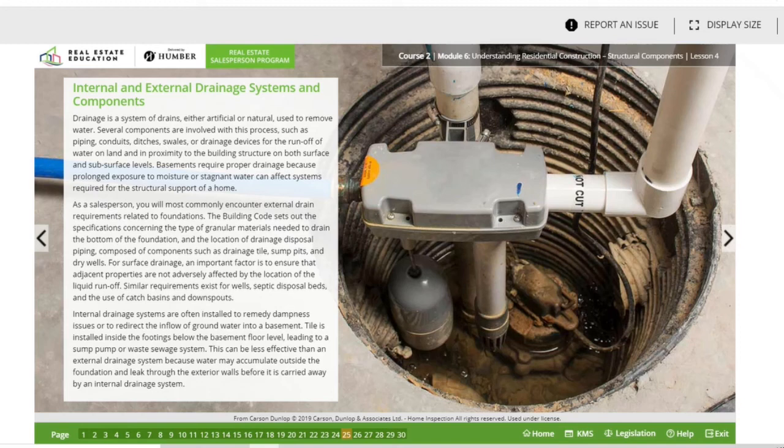Drainage is a system of drains, either artificial or natural, used to remove water. Several components are involved in this process, such as piping, conduits, ditches, swales, or drainage devices for the runoff of water on land in proximity to the building structure on both surface and subsurface levels. Basements require proper drainage because prolonged exposure to moisture or stagnant water can affect systems required for the structural support of a home.